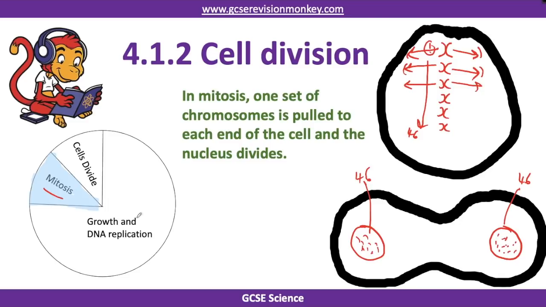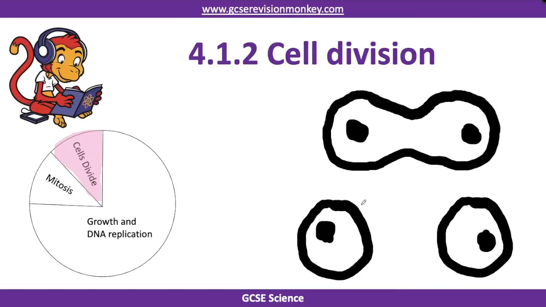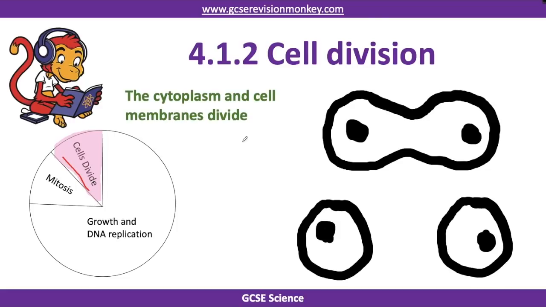After they've gone through the growth and DNA replication, mitosis is when these chromosomes are getting pulled apart and the nucleus divides. And then the final part of cell division is the cells actually dividing. So this final part here. So after mitosis, the cytoplasm, which is the jelly-like stuff in the middle of the cell, and the cell membranes on the outside will divide. So that will end up splitting up into 2 identical cells.